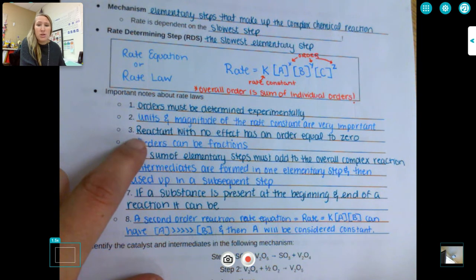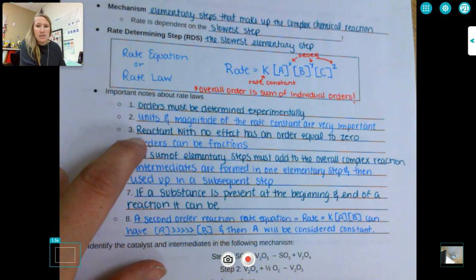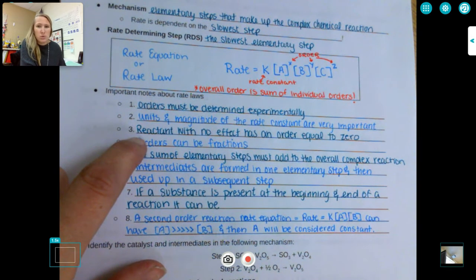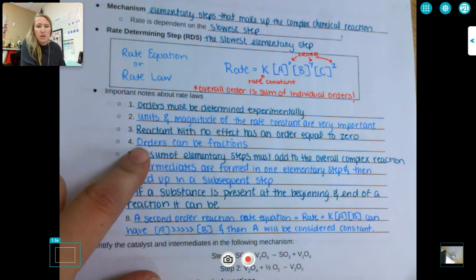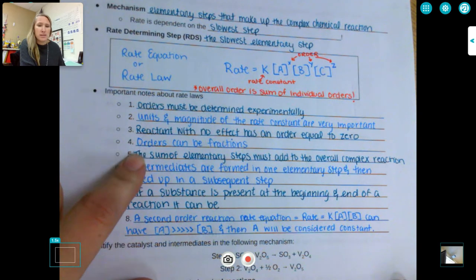Third, the reactant with no effect on a reaction has an order equal to 0. So that means that if I were to change the concentration of A and my rate stays the same, that means that the order of A in my reaction is 0. So it just doesn't have any effect. Fourth, the orders can be fractions. Although we like to avoid fractions, we can have an order of a half. It's very rare, though, in our circumstances.